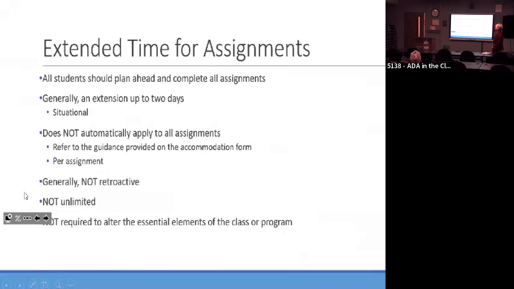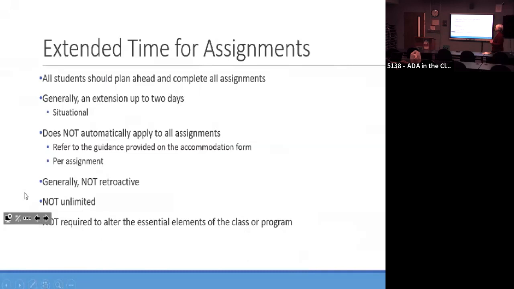When you get that as an accommodation on the form, there is an attachment with long verbiage. And part of the questions that you see came from guidance from OCR, the Office for Civil Rights, to help you make a determination of should I give an extension or should I not? And it really is about the role of learning. Does not turning it in on that deadline alter or affect learning? And that's the key. And again, generally not retroactive, but if someone has a flare up and they didn't know what was coming, there's a little flexibility with that.